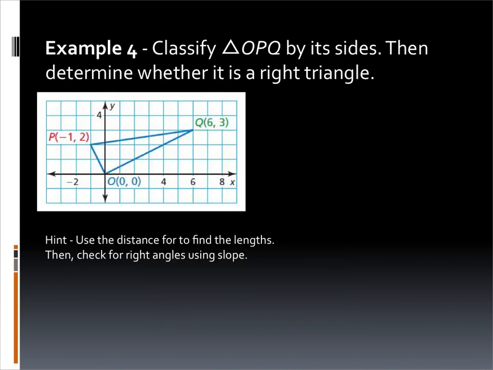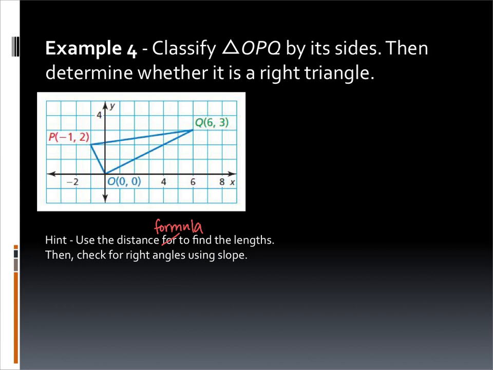All right. So example number 4: classify triangle OPQ by its sides, then determine whether it's a right triangle. And then I gave you a little hint. I said use the distance formula. Let me fix that. Use the distance formula to find the lengths, then check the right angles using slope. So I want you to go ahead and pause here right now. Try to classify triangle OPQ by its sides and then come back. Make sure you try it on your own before you come back.